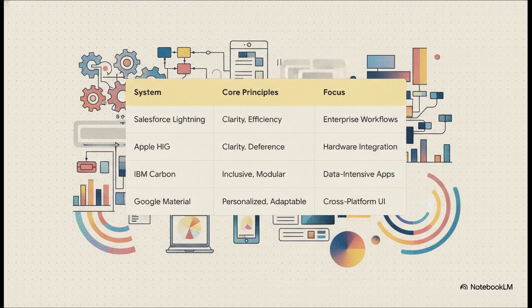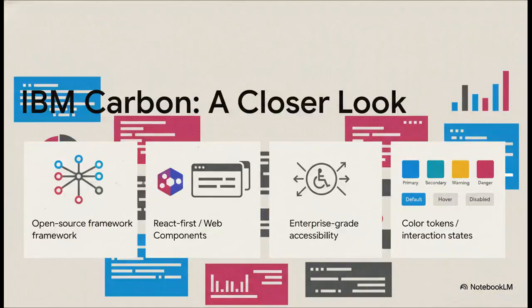Now contrast that with Apple. They value deference. What does that mean? It means the UI needs to shut up and get out of the way of the content in the beautiful hardware. The key takeaway here is that a design system is a strategic business tool, not just a collection of pretty buttons. Let's zoom in on one of these, IBM's Carbon.